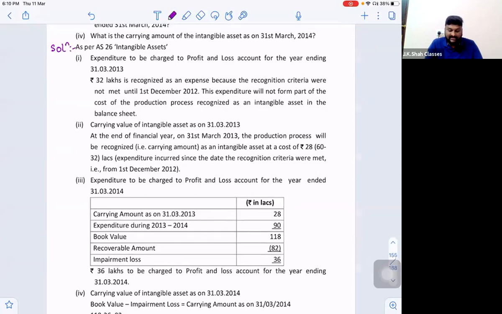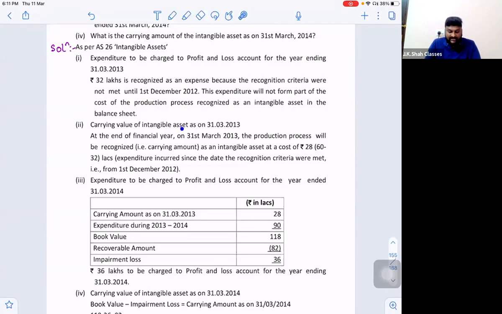So as per AS 26, intangible asset, point number 1. Expenditure to be charged to the P&L account for the year ending 31st March 2013, 32 lakhs is recognized as an expense because the recognition criteria were not met until 31st December 2012. This expenditure will not form part of cost of production process recognized as an intangible asset in the balance sheet. So this will not go in balance sheet. This will go directly to P&L. Balance 28 lakhs will go to balance sheet.